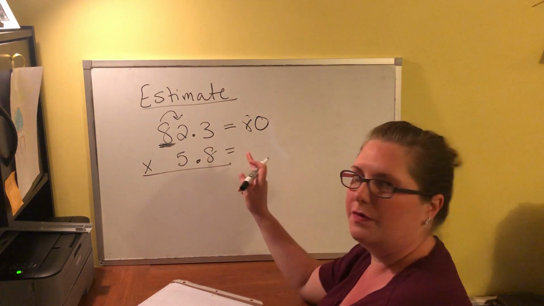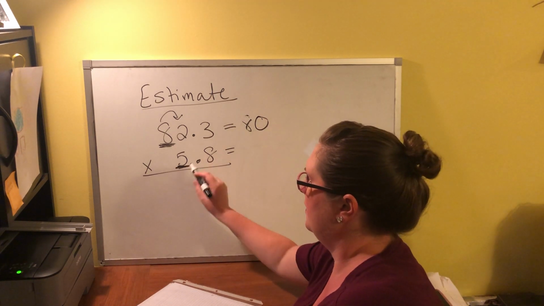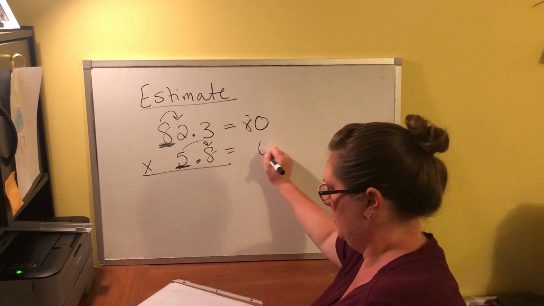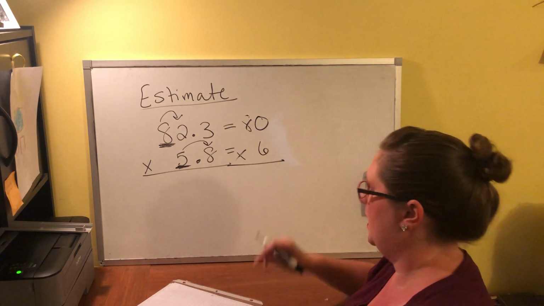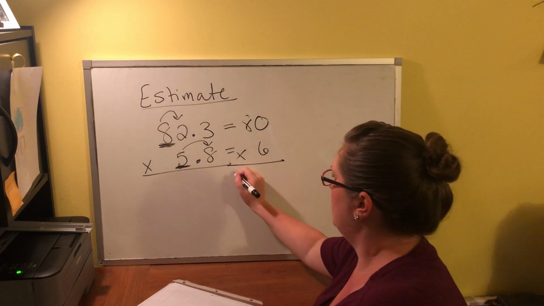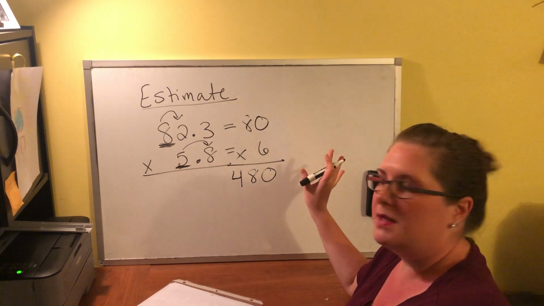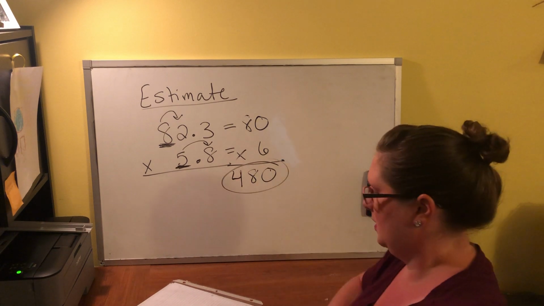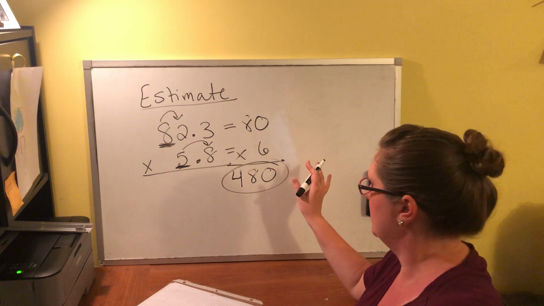We're going to do the same thing with 5.8, front-end rounding. Go all the way to the left. That's the 5. Look to the right. This is an 8, so that means we're going to add 1, and this becomes a 6. Now we can multiply. So we're going to do 80 times 6, which is 480. Do not round again. You already rounded. You already estimated, so this is the final answer. Okay, this is the final answer.